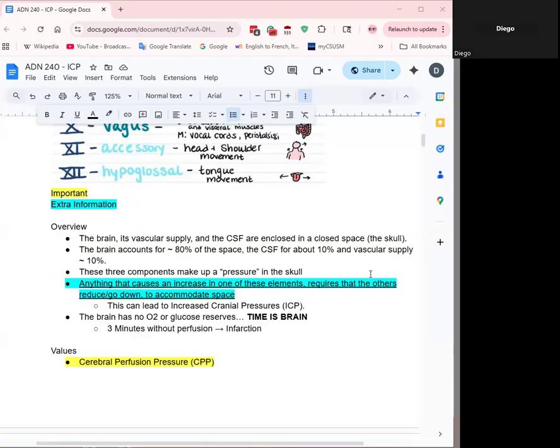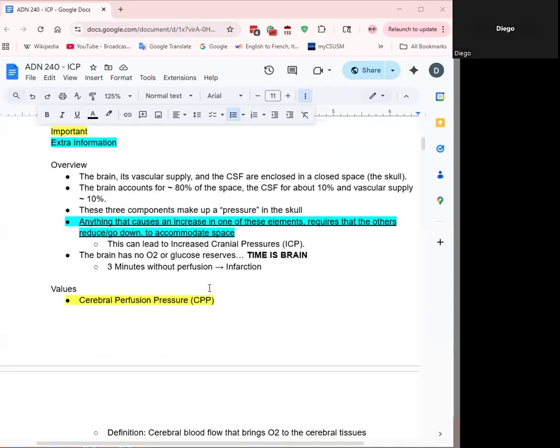General overview here, showing the brain. The cerebrospinal fluid is enclosed in the skull, and there's that 20% that is the cerebrospinal fluid and vascular supply, and then the brain. Both of those together create a pressure in the skull, and that pressure is your cranial pressure. ICP specifically refers to increased cranial pressure that occurs when one of those things is out of whack.